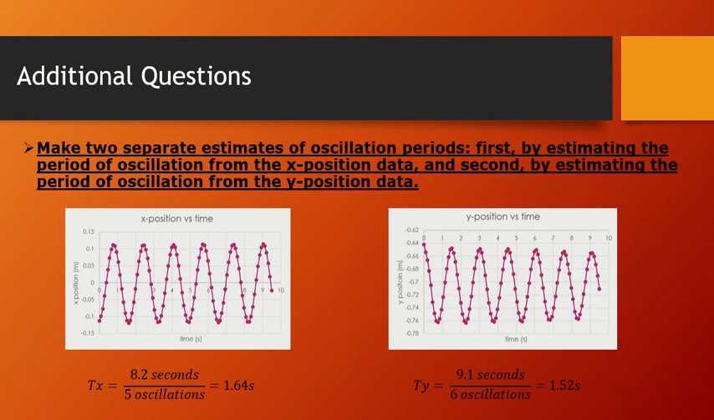The second additional question asks us to estimate the period of oscillation from the x position and the y position. In the x position, 5 oscillations are done in 8.2 seconds, which gives us a period of 1.64 seconds, while in the y position, 6 oscillations are done in 9.1 seconds, which gives us a period of 1.52 seconds.